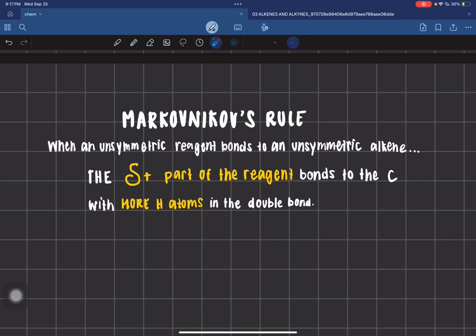So, sabi sa Markovnikov's rule, when an unsymmetric reagent bonds with an unsymmetric alkene, the electropositive, the more positive part of the reagent bonds to the carbon with more hydrogen atoms in the double bond. So let's explain this further.